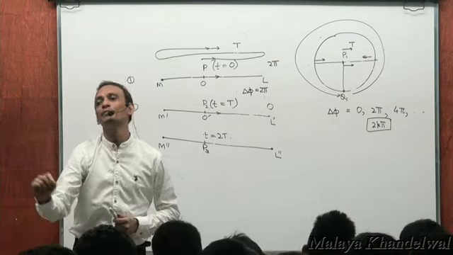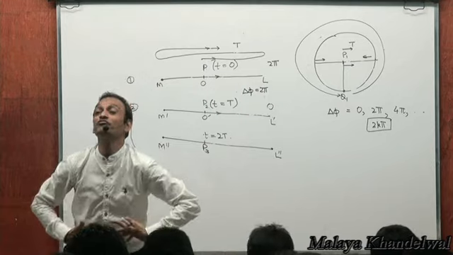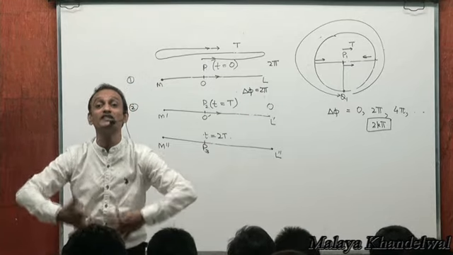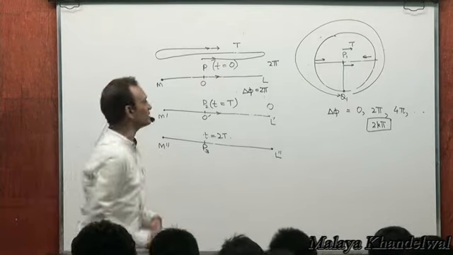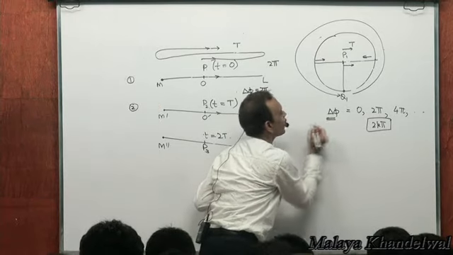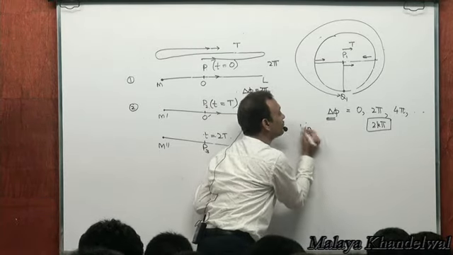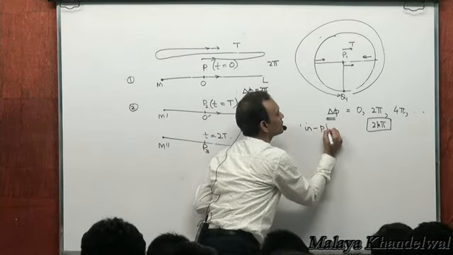If there are two oscillators executing SHM with phase difference an even multiple of pi, then the two oscillators are said to be in phase with each other. Whenever this happens, then the oscillation is said to be in phase.